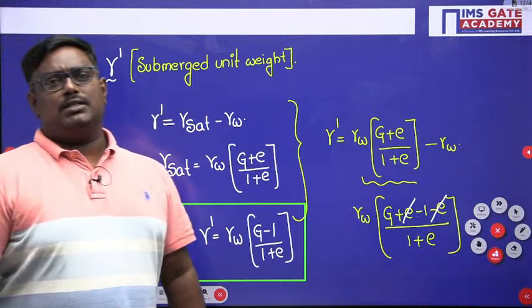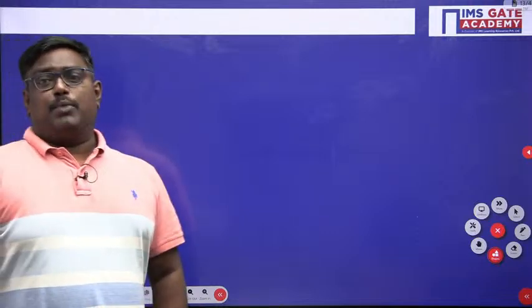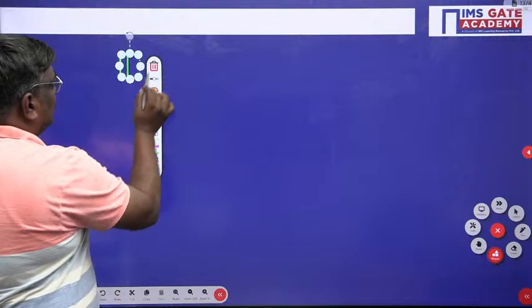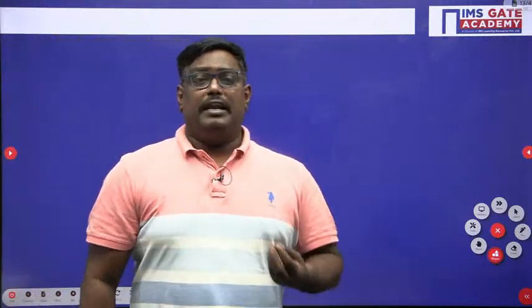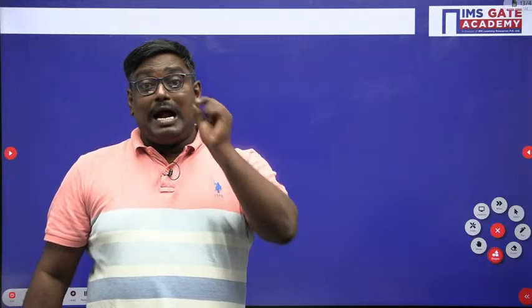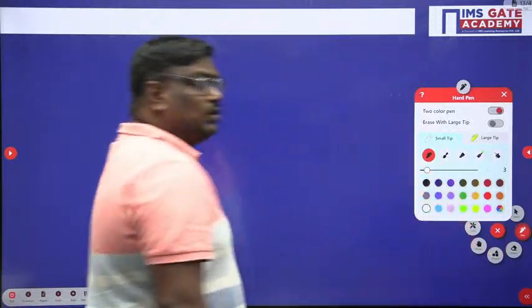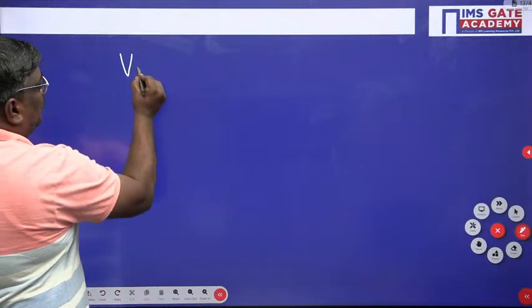Any doubts in this? Now, let me tell you another important derivation here. We are trying to derive a relation between dry density and the percentage of air voids. Please keep the words percentage of air voids. So, what will we do here? See, my dear students, how can I write total volume?